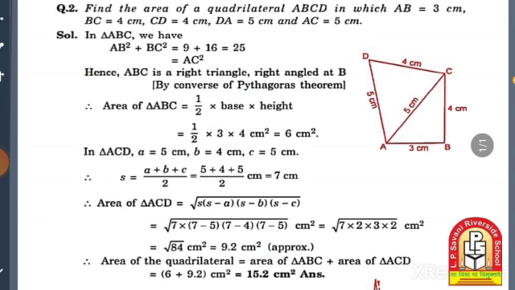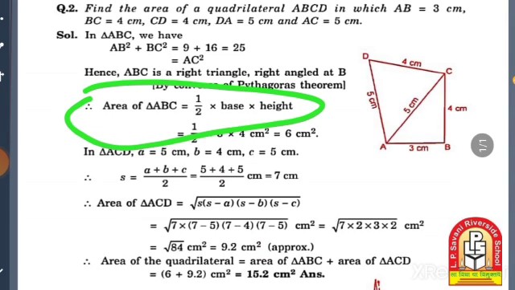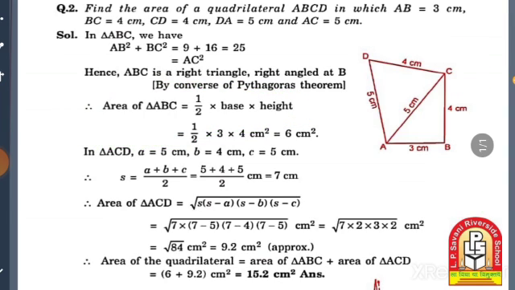Then the area of triangle ABC is equal to 1 by 2. This is the base and this is the height. So area of triangle ABC is equal to 1 by 2 base and height. So base is equal to 3 and height is equal to 4. So 1 by 2 base into height, that is 6 centimeter square.